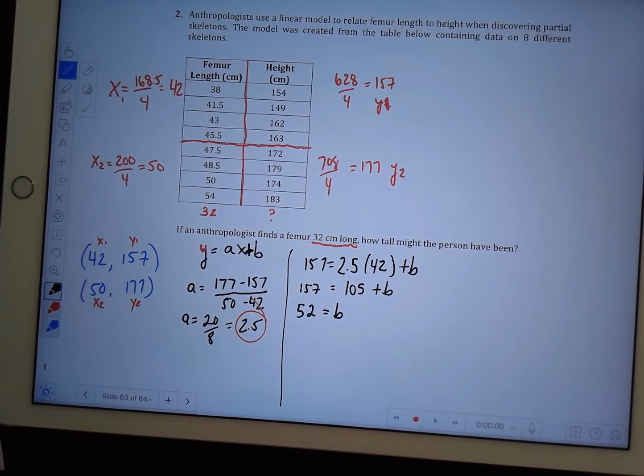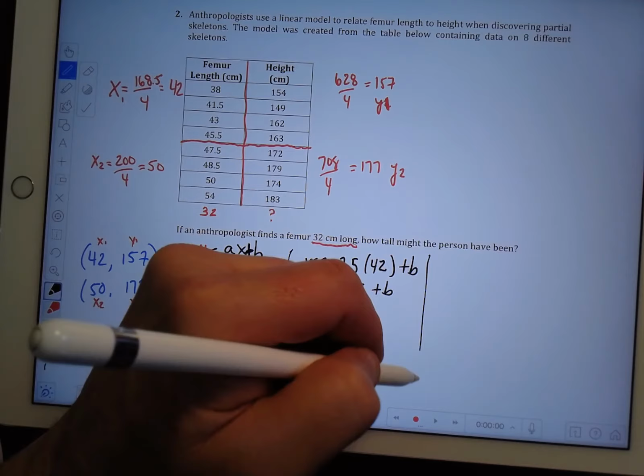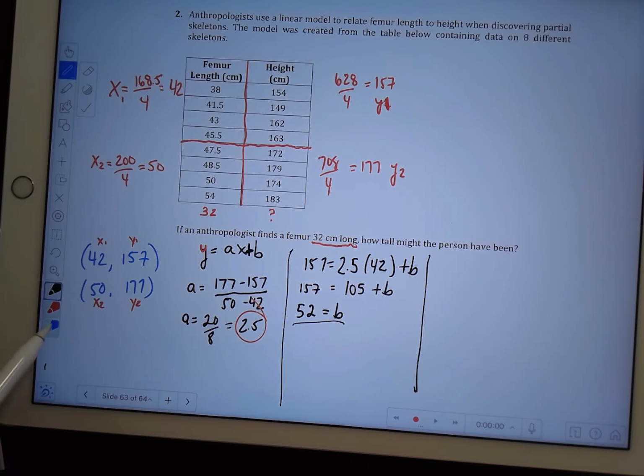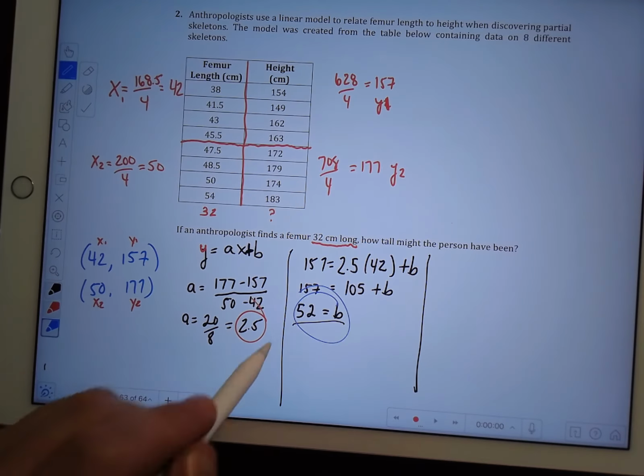for B. So the last step now is to put the 2 pieces of information together, the A that I found and the B that I found, into one equation that will then allow us to make the prediction. So y is equal to 2.5x plus 52. There's our general rule.